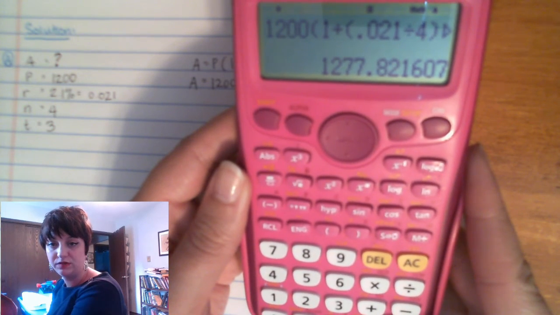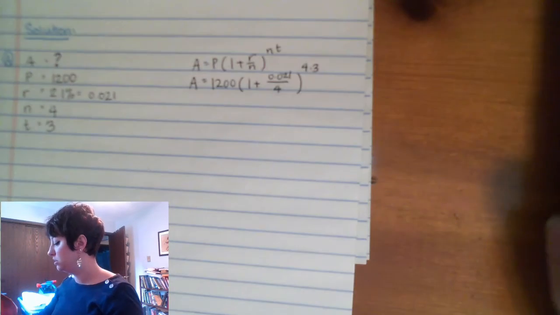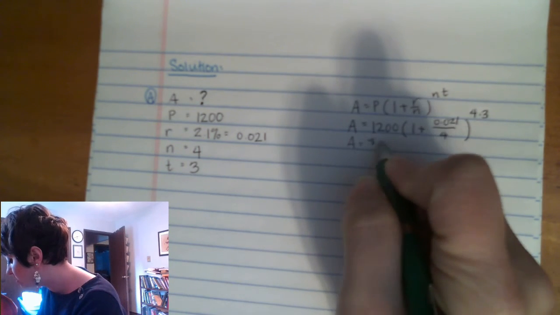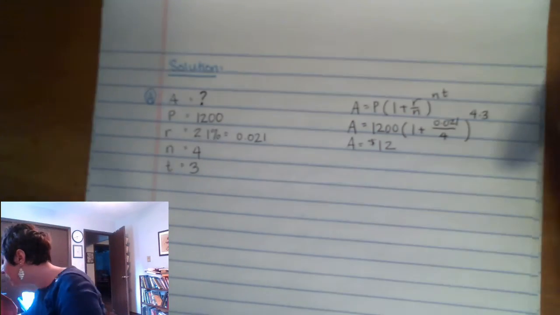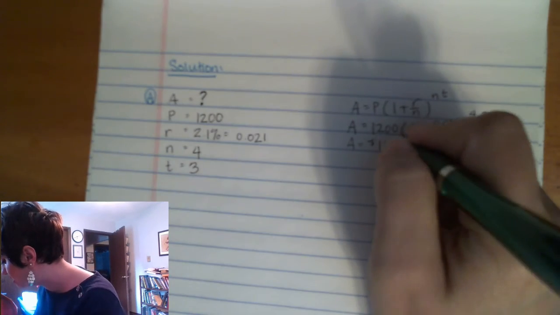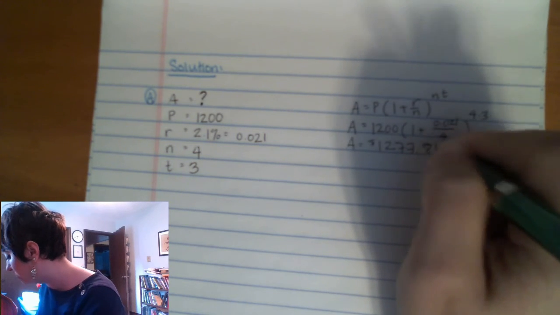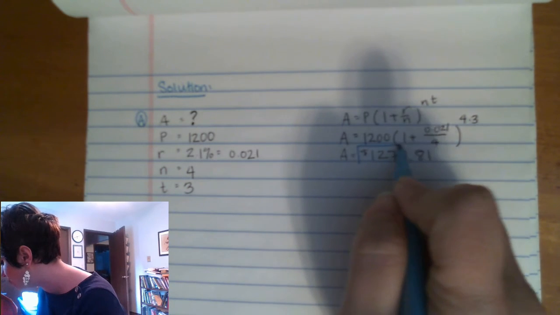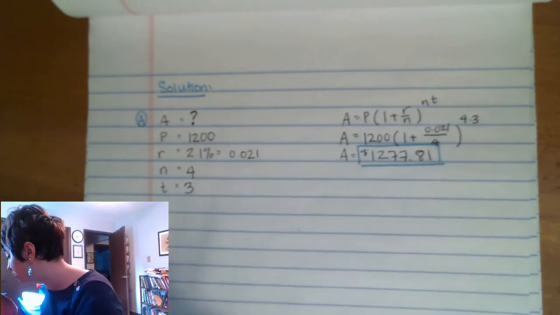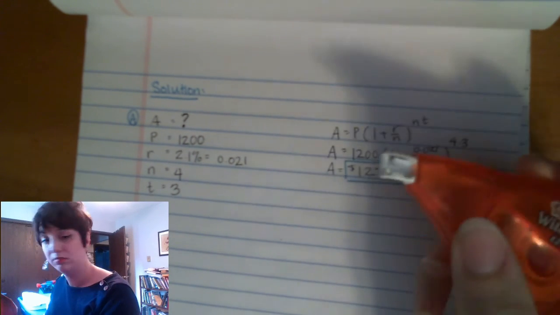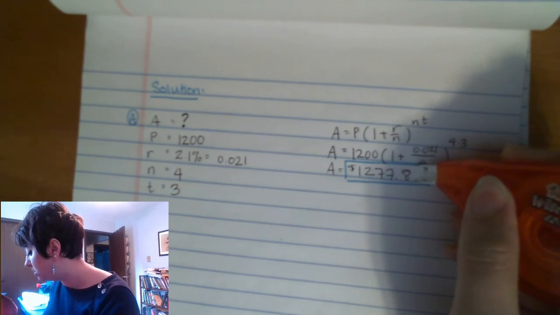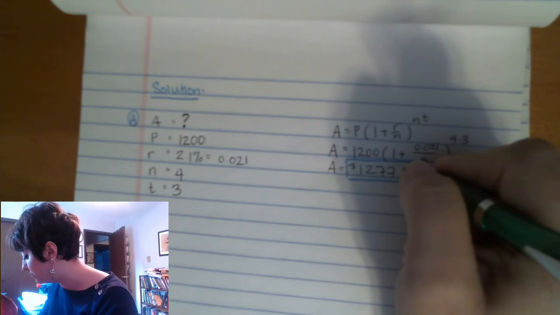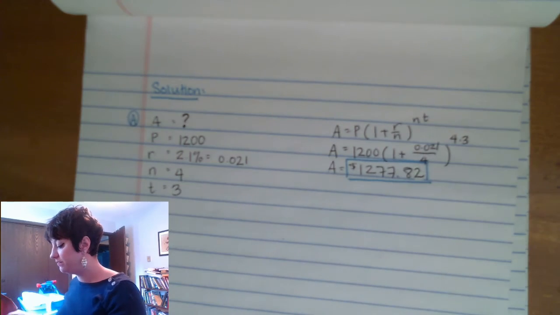I have 1277.82. So that means after 3 years, this is worth $1,277.82. So a question I could ask is how much did she make in interest? And your answer would be $77.82. Right? You just subtract the starting amount from the ending amount, and that's going to tell you how much interest she made.